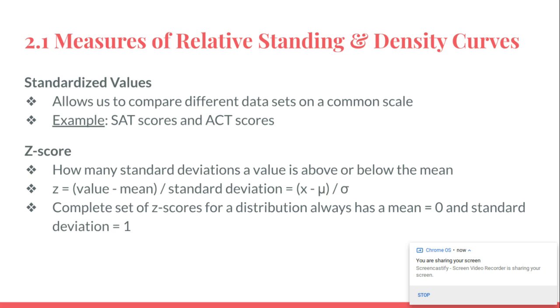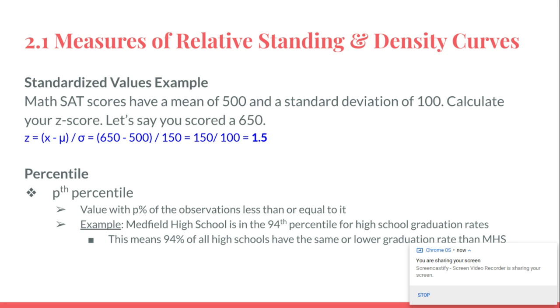which is how many standard deviations a value is above or below the mean and can be calculated by doing value minus the mean divided by standard deviation. And then a complete set of Z-scores for a distribution always has a mean of 0 and a standard deviation of 1.